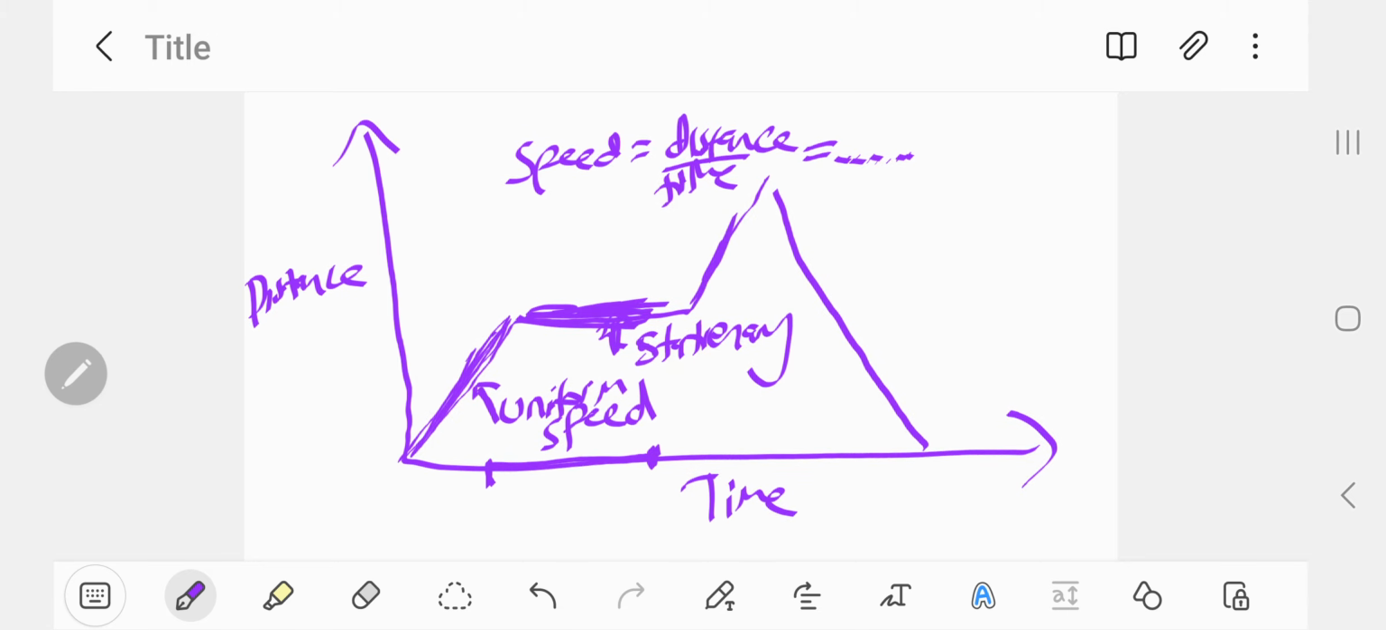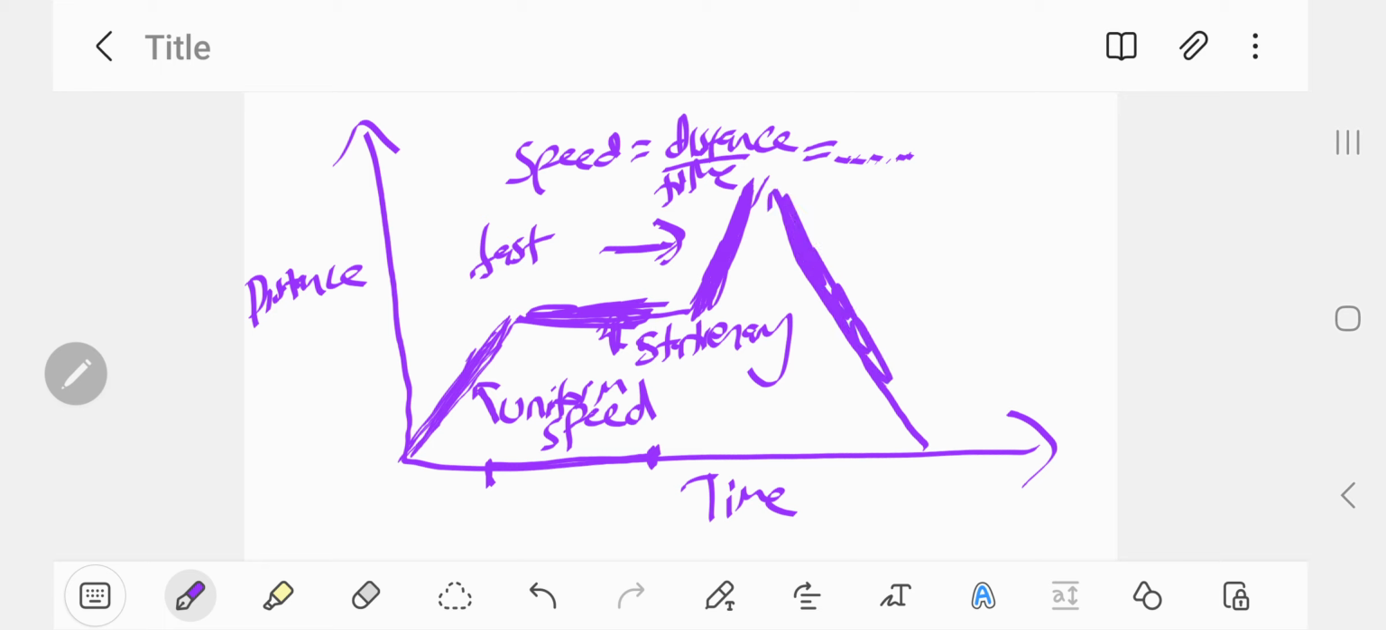Here, I should make this a bit more obvious. Suppose the line here has a greater slope than this line here. That means that the object is moving fast. It's still uniform speed, but it's moving a bit faster, because the slope is greater.